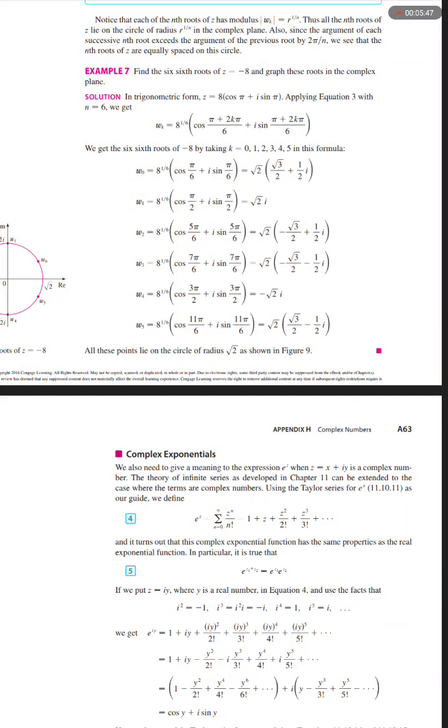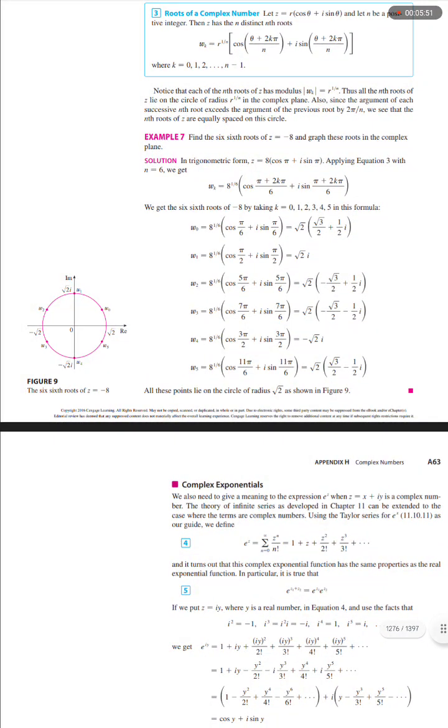Example 7. Find the sixth roots of z equals -8 and graph these roots in the complex plane. Solution: in trigonometric form, z equals 8 (cos π + i sin π). Applying equation 3 with n equals 6, we get w_k equals 8^(1/6) times [cos((π + 2kπ)/6) + i sin((π + 2kπ)/6)]. We get the sixth roots of -8 by taking k equals 0, 1, 2, 3, 4, 5 in this formula.